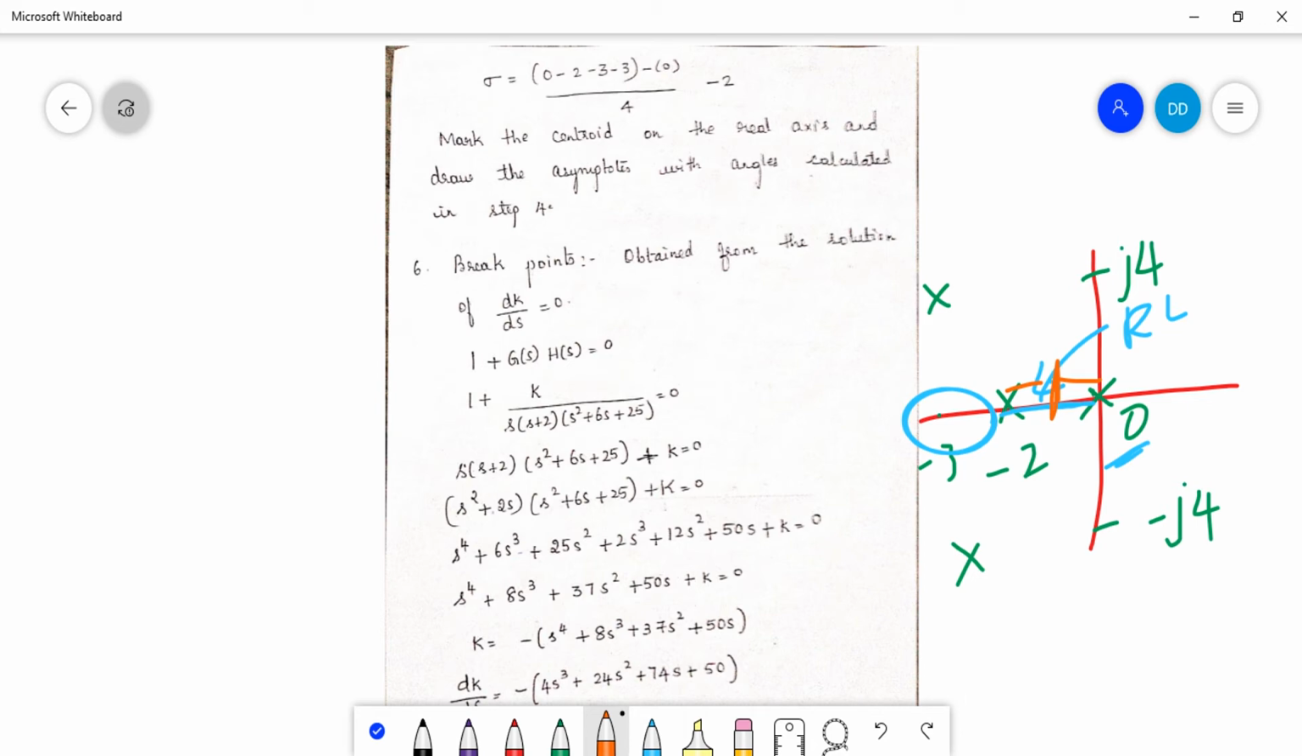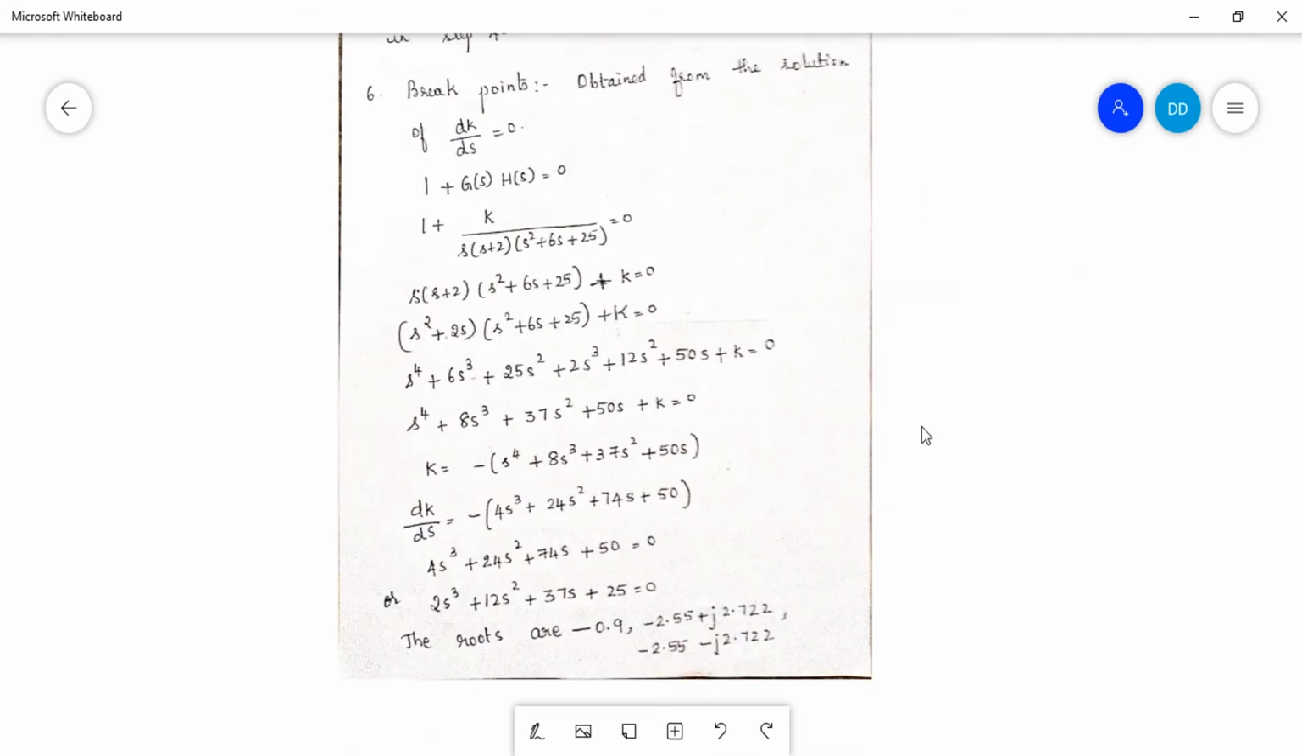To find the breakpoints, we need to differentiate k with respect to s and equate it to 0. For that, we are supposed to write the characteristic equation, which is of the form 1 plus G(s)H(s) equal to 0. On substituting, we get s to the power 4 plus 8s cube plus 37s square plus 50s plus k equal to 0. Next, on differentiating it, we get 4s cube plus 24s square plus 74s plus 50 equal to 0.